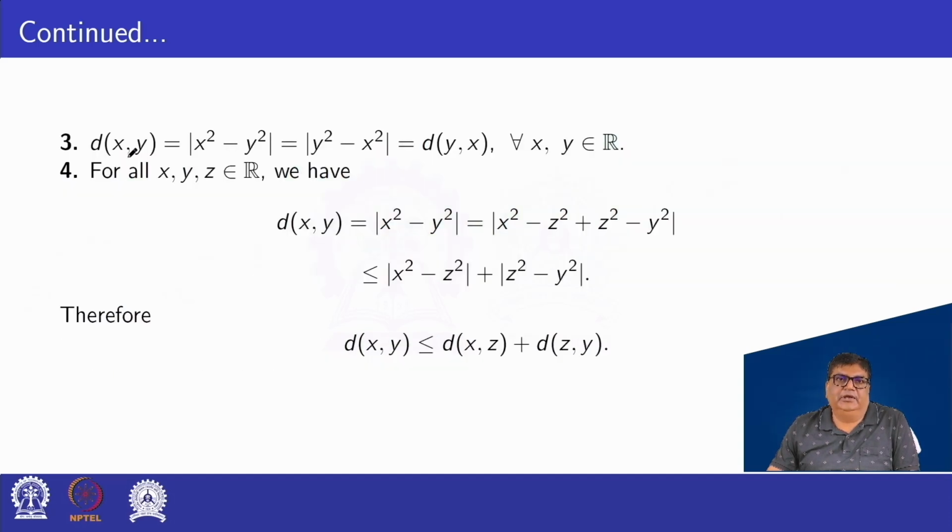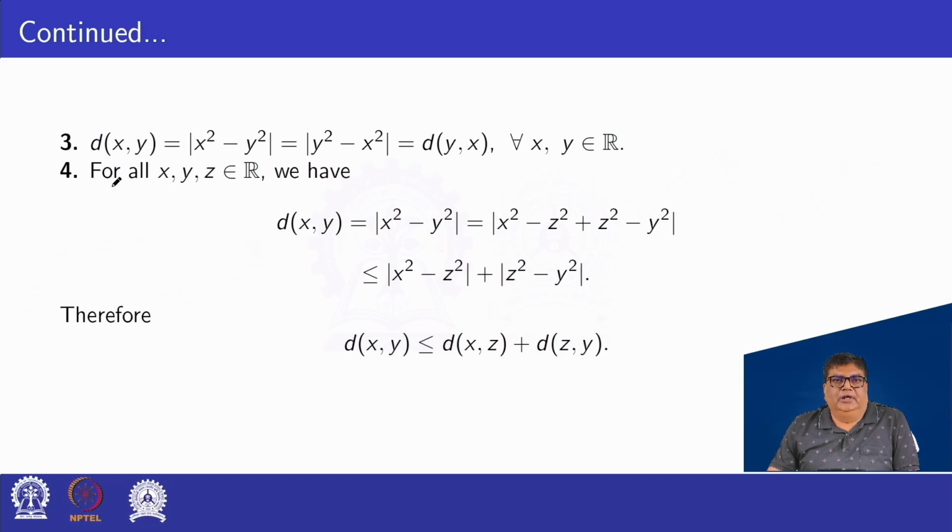Third condition. dxy is equal to modulus of x square minus y square. Okay, so points can be interchanged. So this expression can be written as modulus of y square minus x square, and as per definition, y square minus x square can be written as dyx. That is, dxy is equal to dyx for all x, y belonging to R.